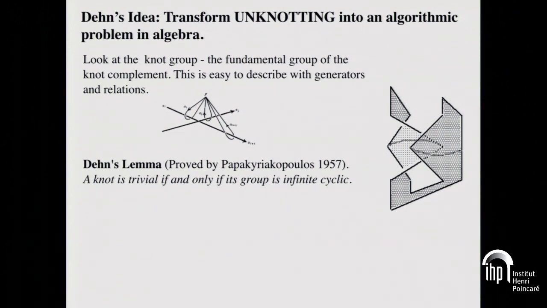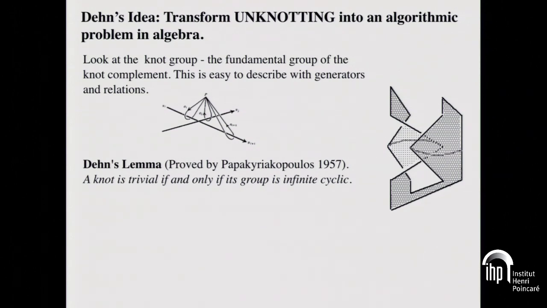This is one of its connections. Dehn was really one of the historical figures in the development of algorithms and the idea of asking for algorithms to solve problems. And this unknotting problem was the focus of his attention in that area. So it's, in a way, connected with the early days of computer science, theoretical computer science.